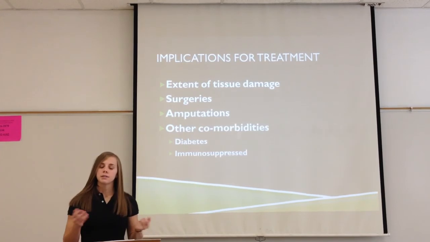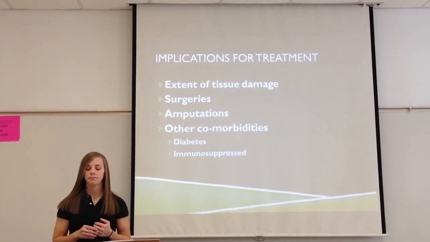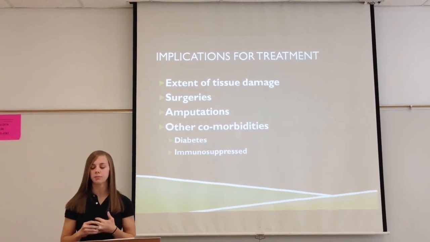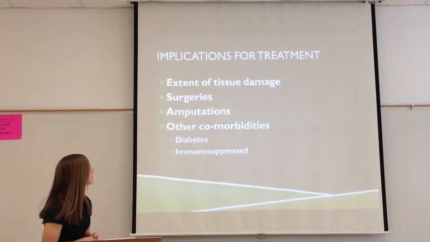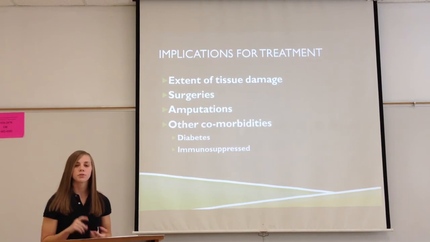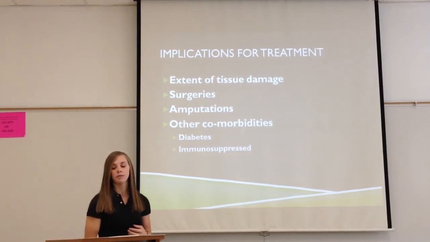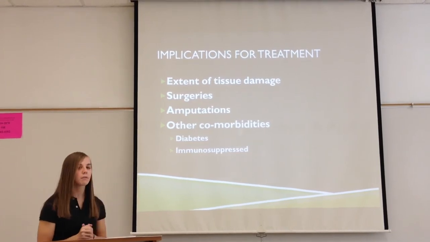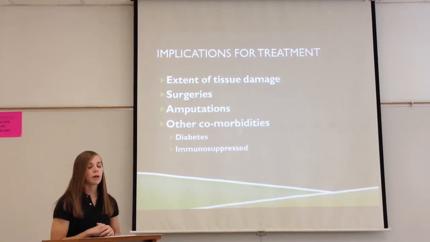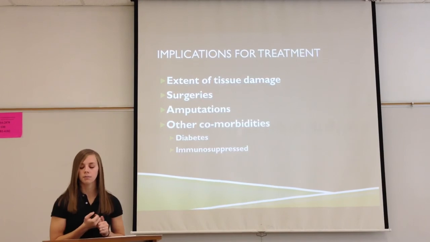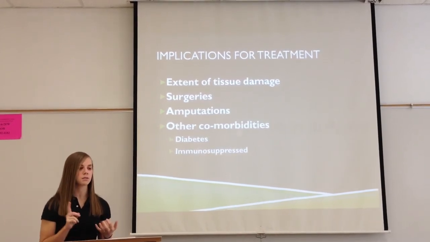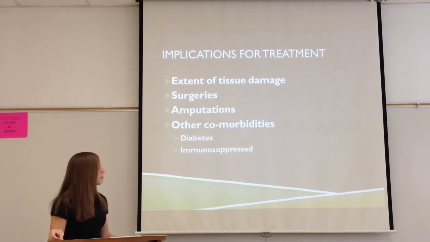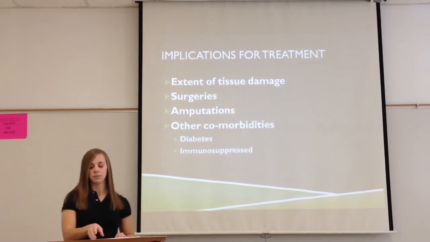So how does this disease affect treatment? Treatment is going to vary widely for patients with necrotizing fasciitis depending on the extent of their tissue damage, whether they had to have surgery, how many surgeries they had to have, if they had any amputations as part of the disease, and also other comorbidities will affect their treatment. Could be diabetes, could be peripheral vascular disease, or any other type of immunosuppressed disorder.